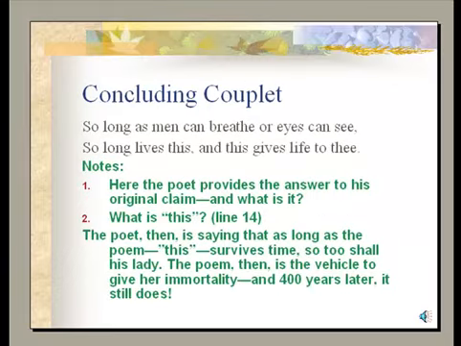So here's the concluding couplet. "So long as men can breathe or eyes can see, so long lives this, and this gives life to thee." So his original answer is, as long as there are men around to read the poem and to appreciate it, she is essentially immortal. And what is "this"? "So long lives this, and this gives life to thee." Well, it's the poem. This poem gives life to thee. So the poet then is saying that as long as the poem, this, survives time, so too shall his lady.